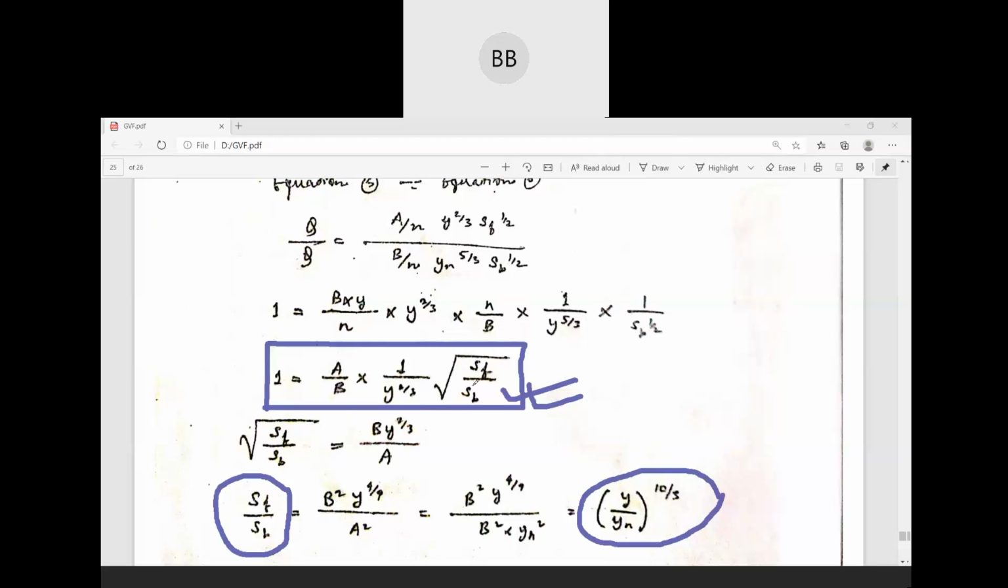This is simple mathematics, you can easily understand this. If you don't, then just ask me in the next class. We just have to divide both the equations, and you will get a value for sf divided by sb, and I'll tell you why we need this expression for sf divided by sb for a wide rectangular channel.